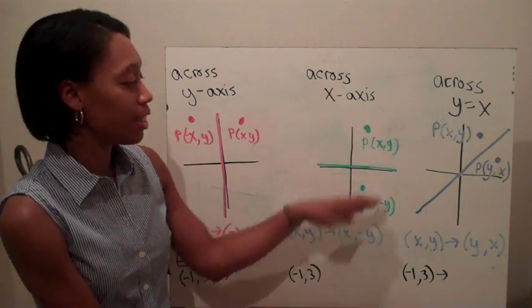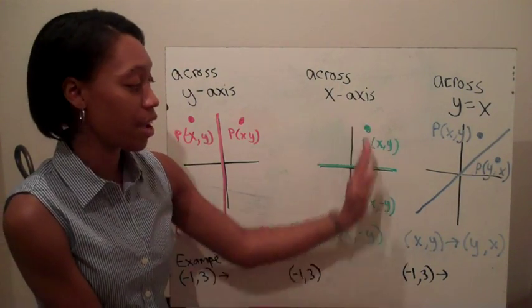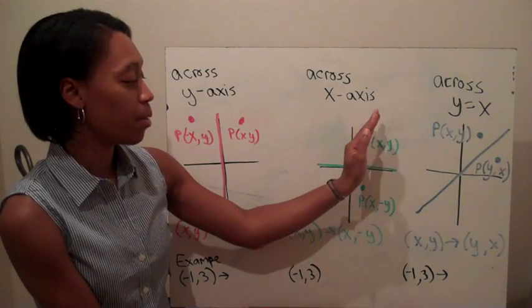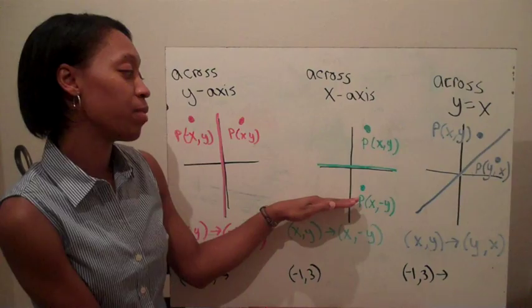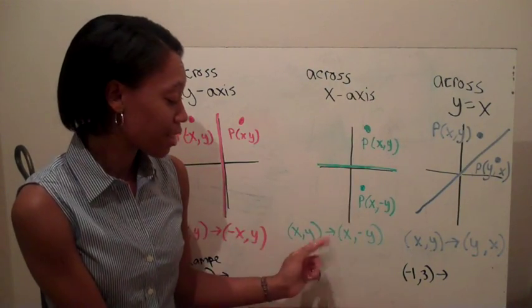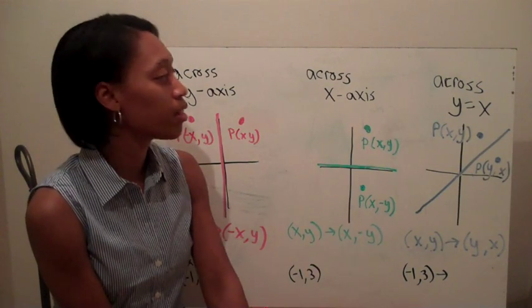When we reflect across the x-axis, the point up here, this time the x values are staying the same, okay? But the y value is changing from positive y up here to negative y down here. So when we reflect across the x-axis, the point (x, y) becomes the point (x, -y).